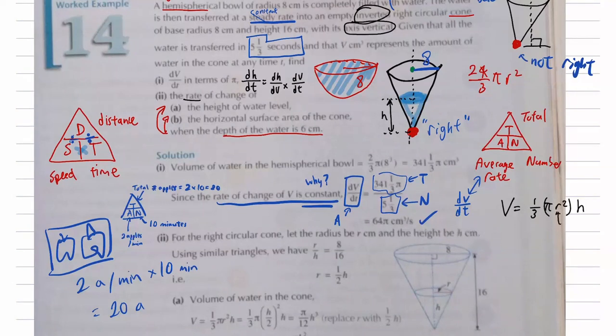Here, wow, a bit more complicated. I've got r, I've got h. Can we just sub in the r now? Or sub in the h. See, depth of the water is 6 cm. It's really telling you h equals 6. So can we sub in now?